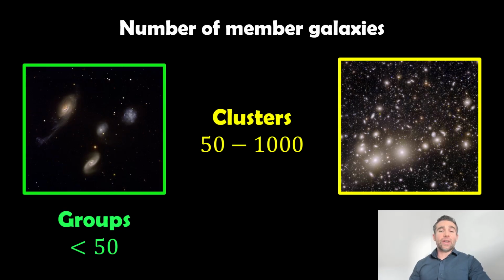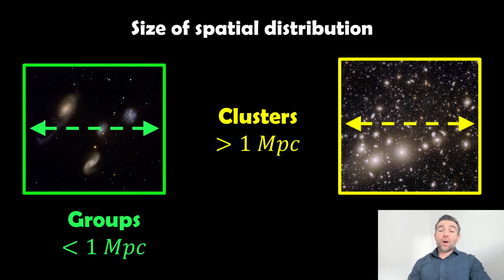Just to give you an idea, groups are fairly small, so you might find less than 50 members in a group. Clusters will be 50 plus and can be upwards of 1,000 members, so these can be very big structures. And size wise, groups are going to be less than a megaparsec, clusters are going to be greater than 1 megaparsec, and normally they're around 1 to 5 megaparsecs in size for a cluster.